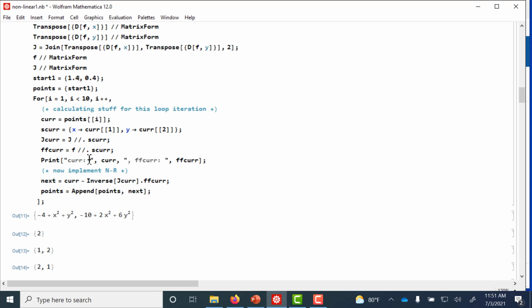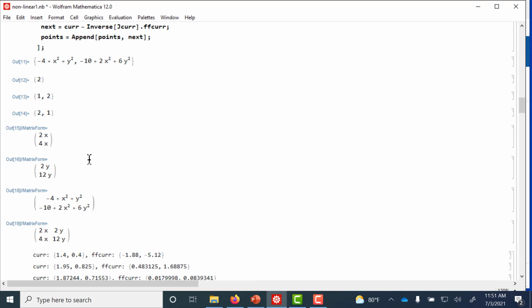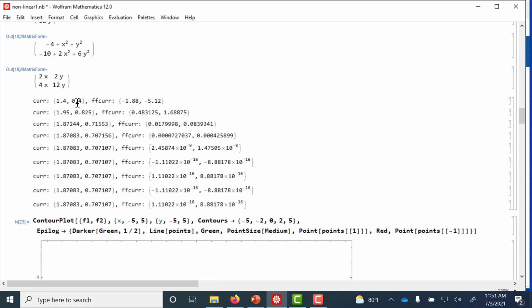I don't have a stop criteria set up here, but when I run it, I start at 1.4 and 0.4, and it had a pretty big f error there, and I just iterate. And remember, it was about 1.87 and 0.707 for my solution. And you see, I get it in 1, 2, 3, 4, 5, 6 steps, because my f is basically 0, 0, 10 to the minus 16th, 10 to the minus 16th.